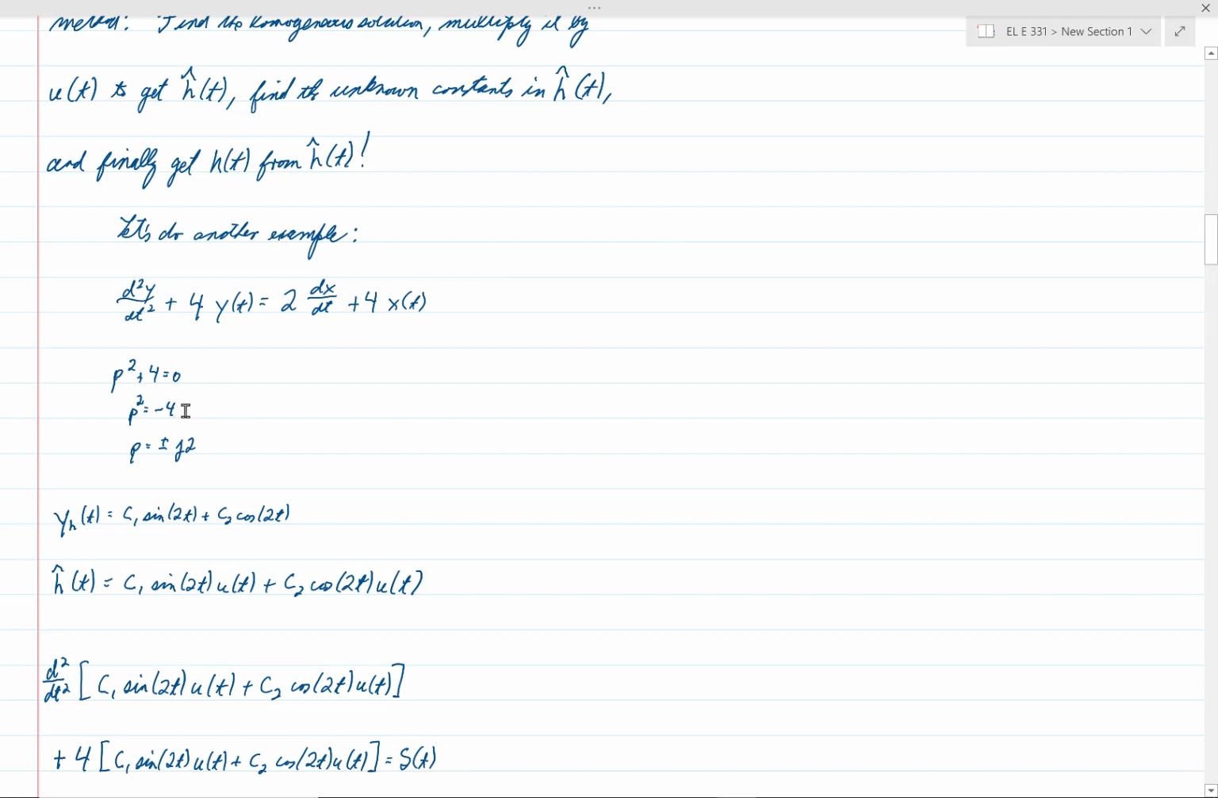P squared is equal to -4. And so when we take the square root of both sides, we get p equals plus or minus 2j. Remember, j is the square root of -1.